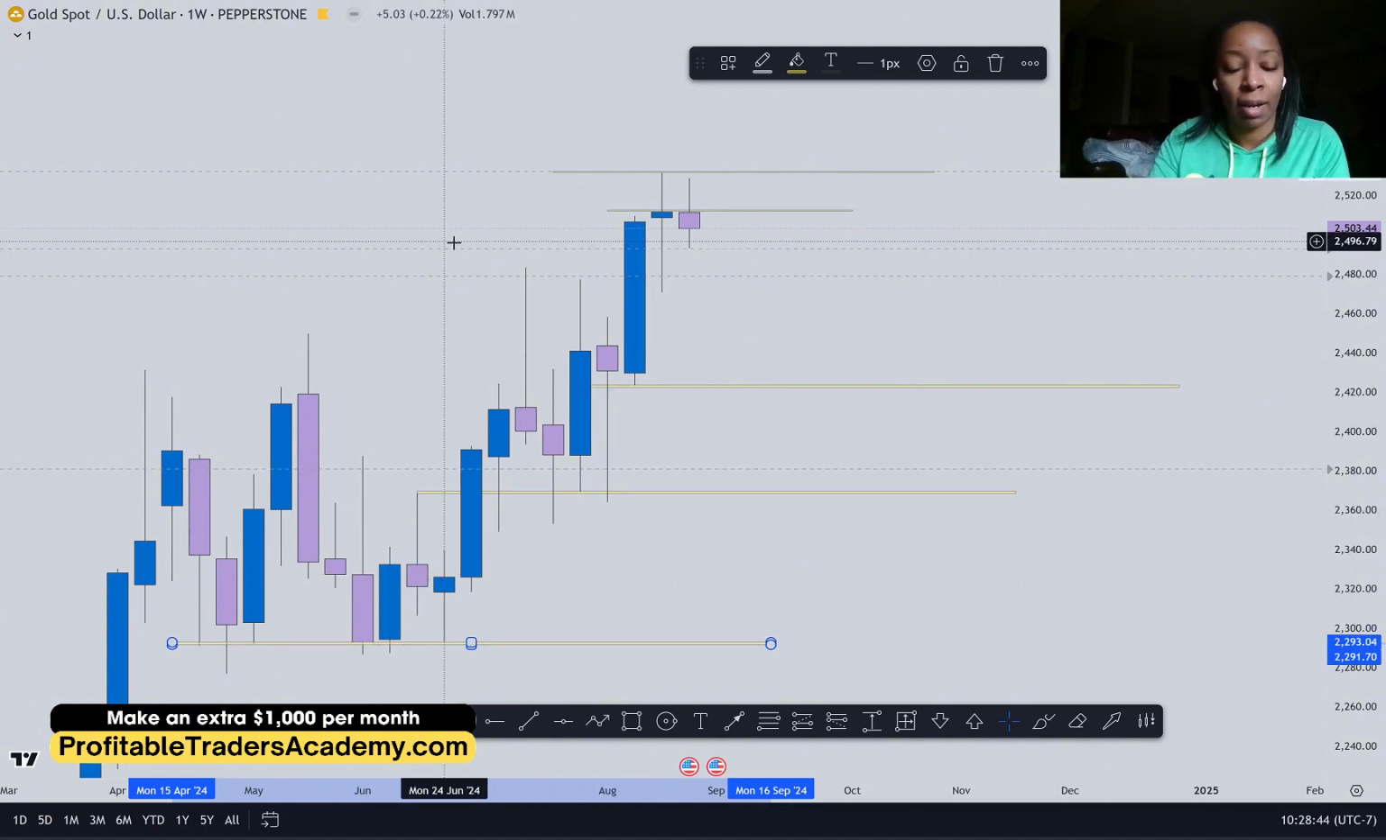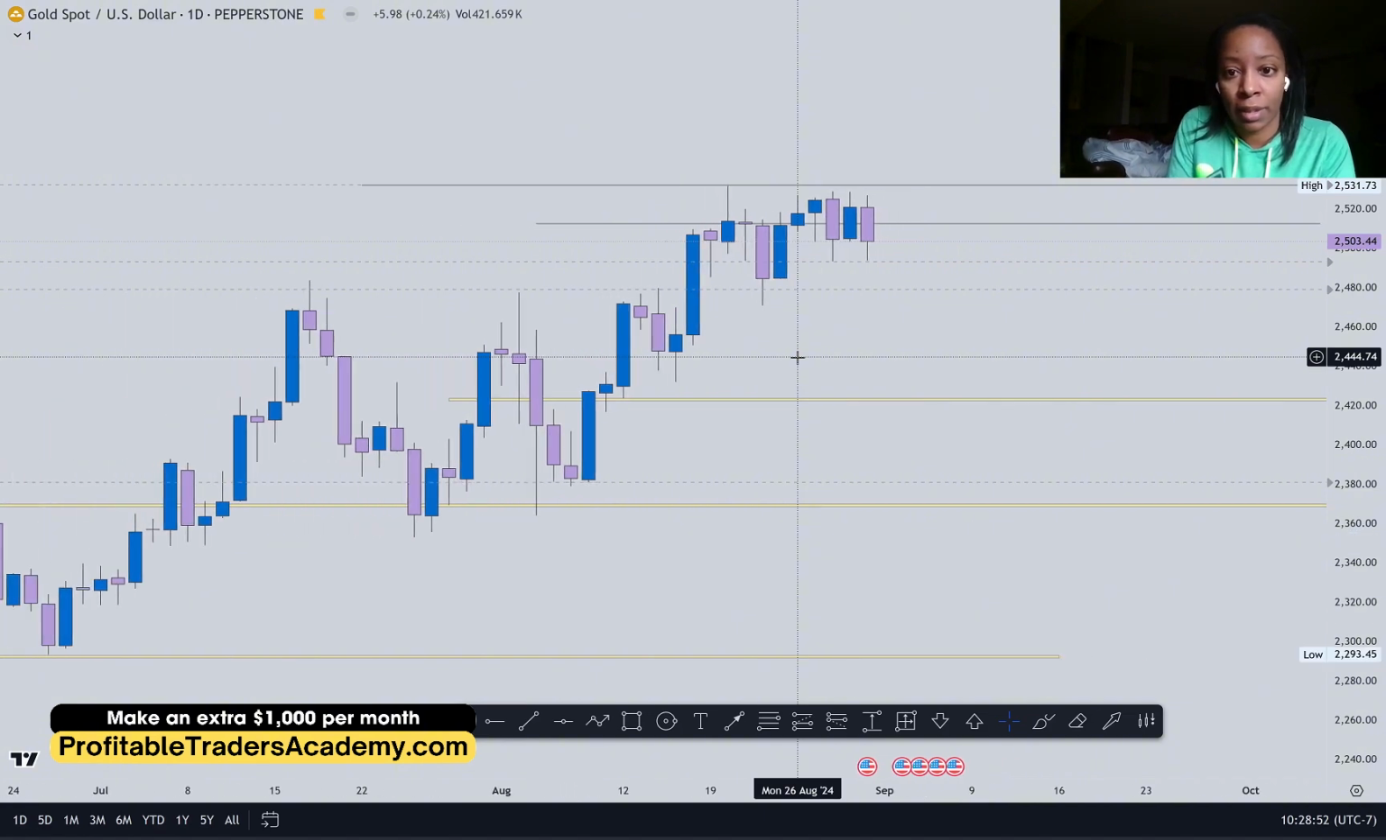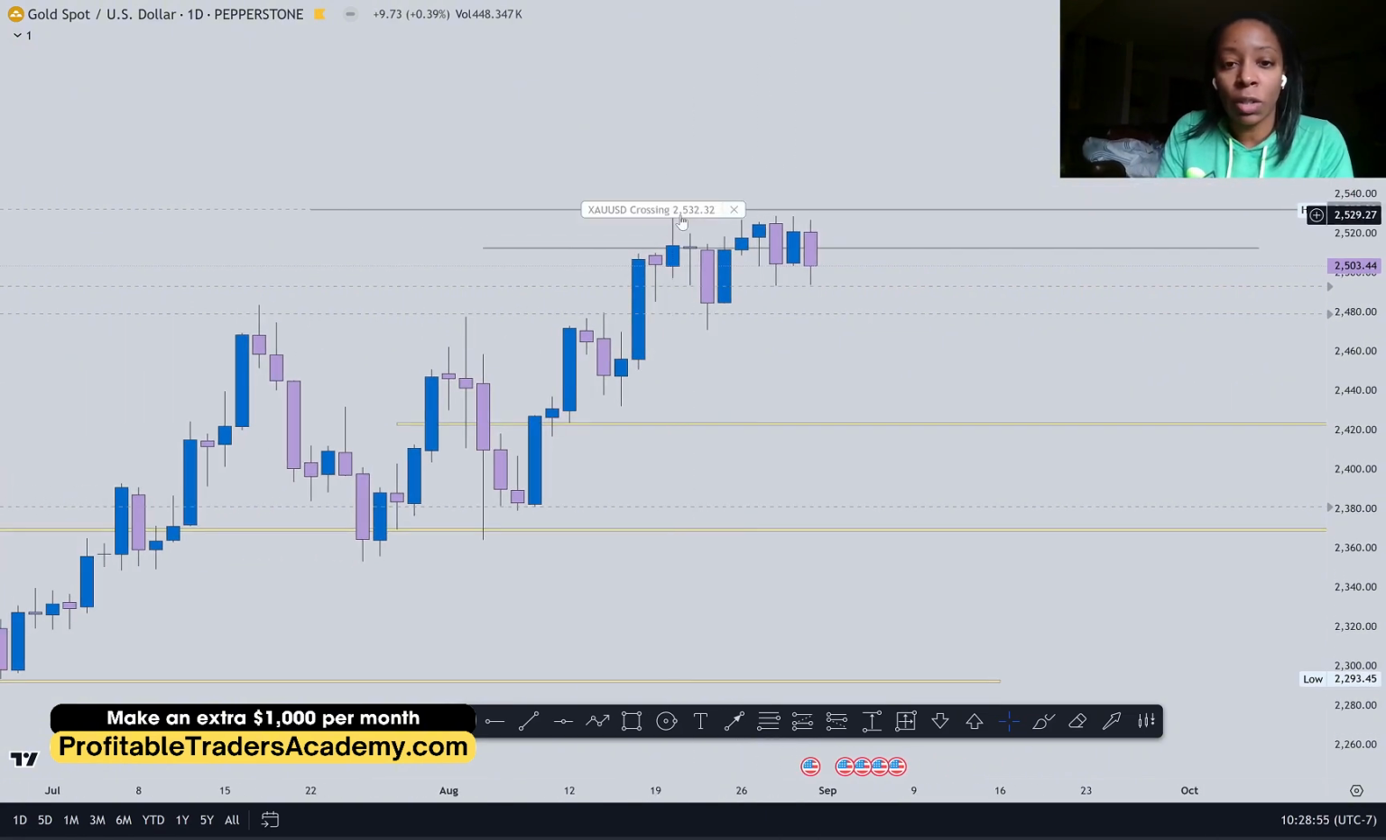So let's just go ahead and go to the daily time frame. All right, cool. And then I'm going to move this in just a little bit so we can see all the price action. Cool. So here's the level that we drew right here at the highest high. That looks fine.